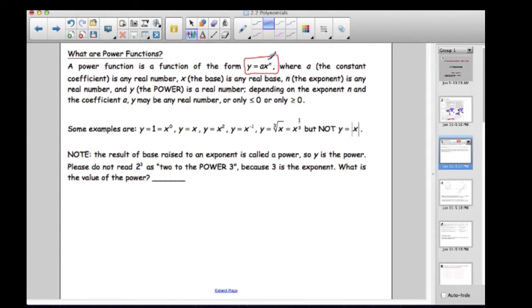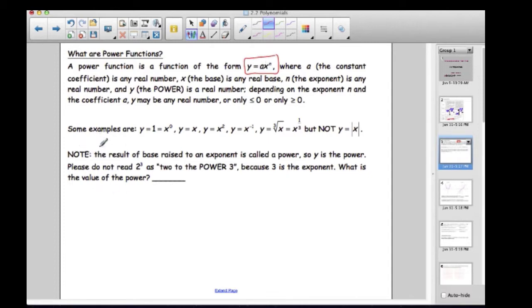N is the exponent. We don't call this n the power. The power is the result of a base raised to an exponent. The resulting output value y may be any real number, maybe only less than or equal to 0, or only greater than or equal to 0. It really depends on the sign of a.